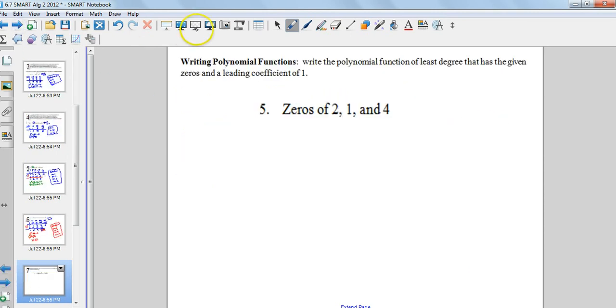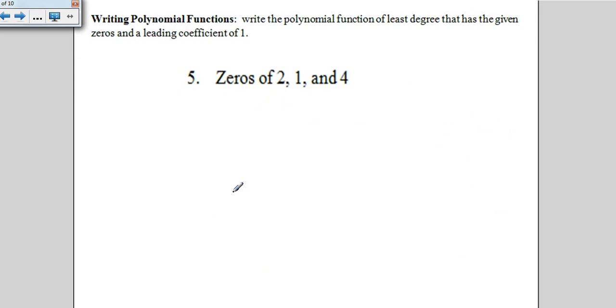Now, on the next problems, we're going to work backwards. I'm going to tell you the zeros of your polynomial, and then I need you to go back and write my polynomial in standard form. Now, let's think about what this means. We have a 0 at 2, at 1, and at 4.